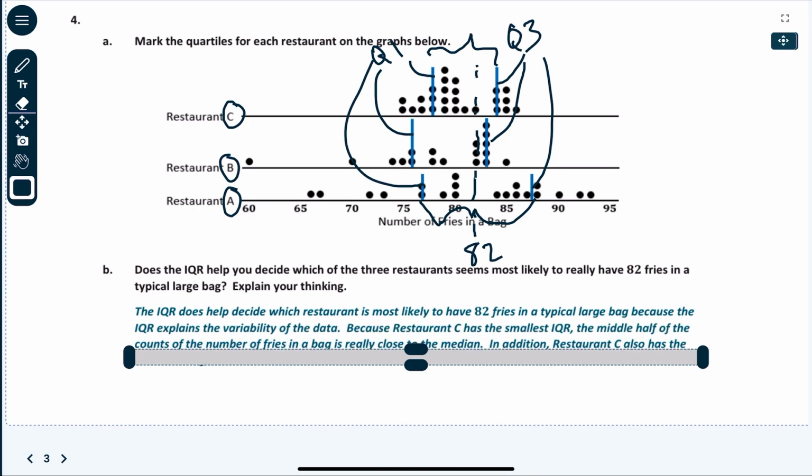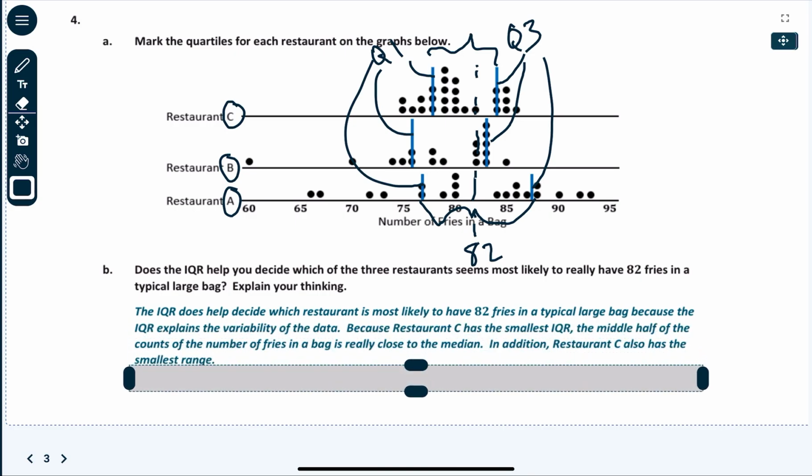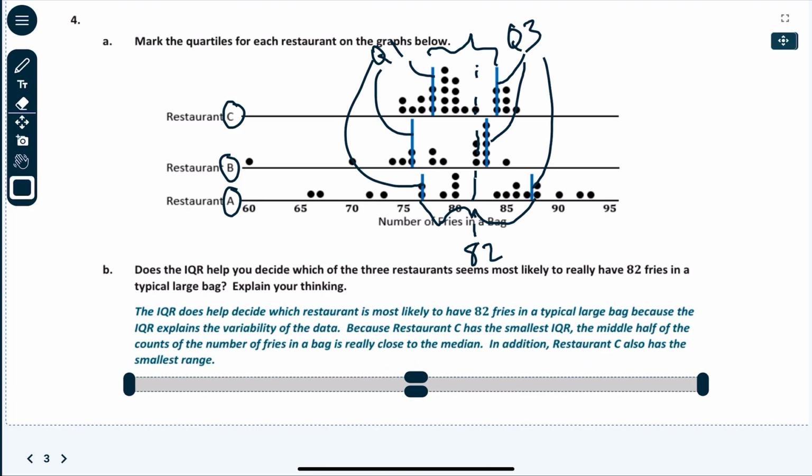The IQR does help decide which restaurant is most likely to have 82 French fries in a typical large bag, because the IQR explains the variability of the data. Because restaurant C has the smallest IQR, the middle half of the counts of number of fries in a bag is really close to the median. In addition, restaurant C has the smallest range. Okay, so this is almost dead center, and it also has the smallest range.